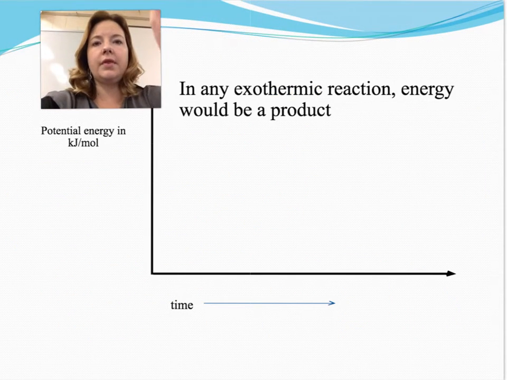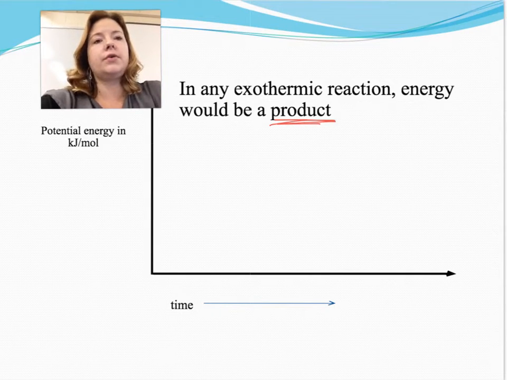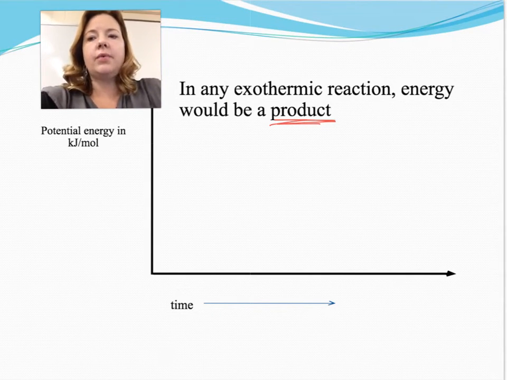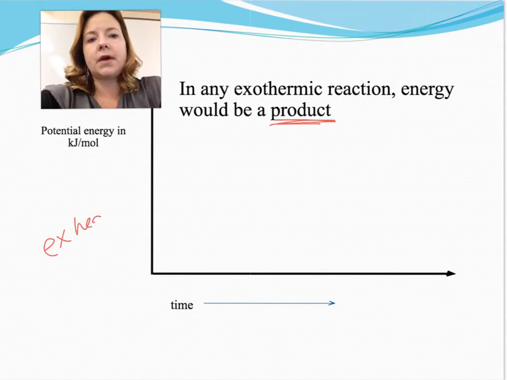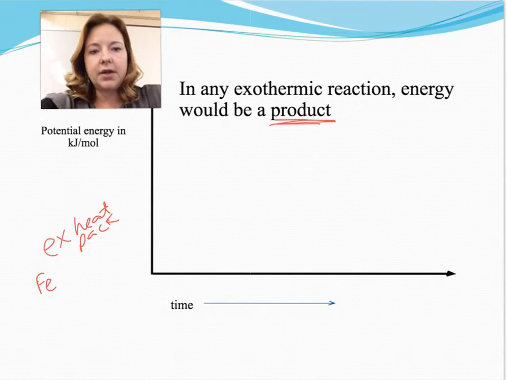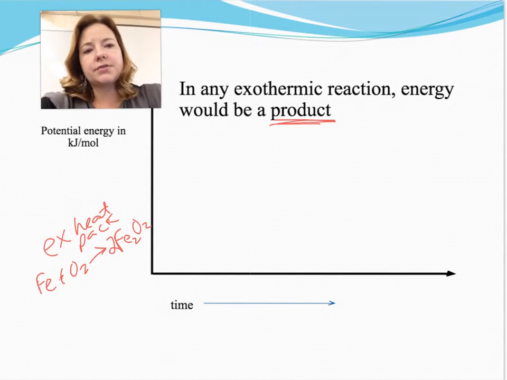Okay, so with exothermic reactions, energy is going to be a product of that reaction. So let me give you an example. Let's say that we are doing a chemical reaction of maybe a heat pack. Okay, in a heat pack, we typically have iron, and when that iron comes in contact with oxygen, it produces the compound iron oxide. Now we have to balance the reaction, so I'm going to put a 2 there, a 4 there, and a 3 there.